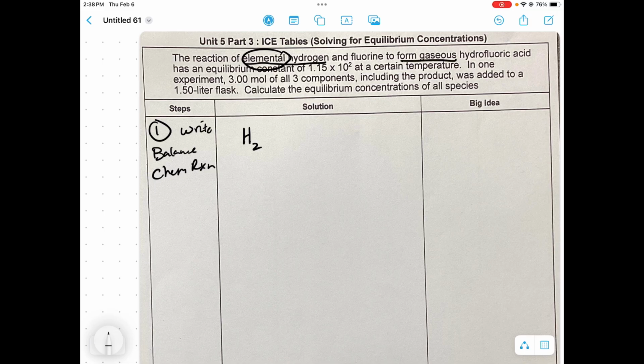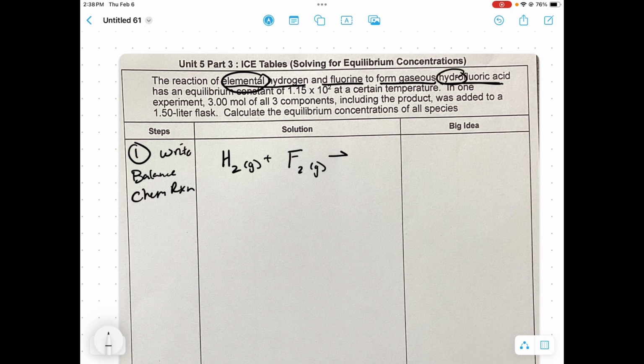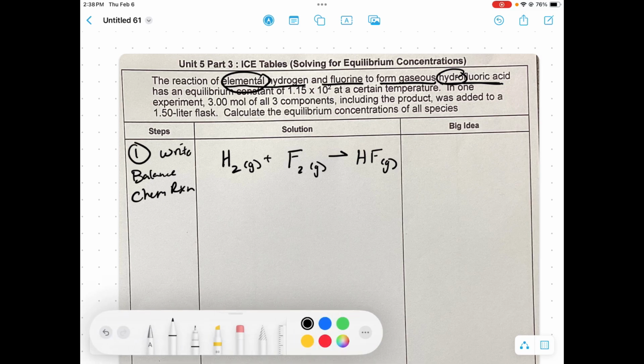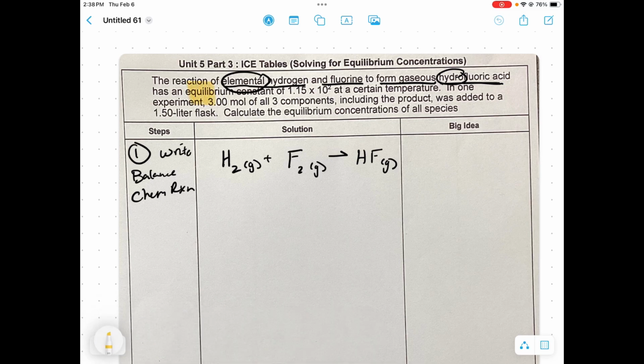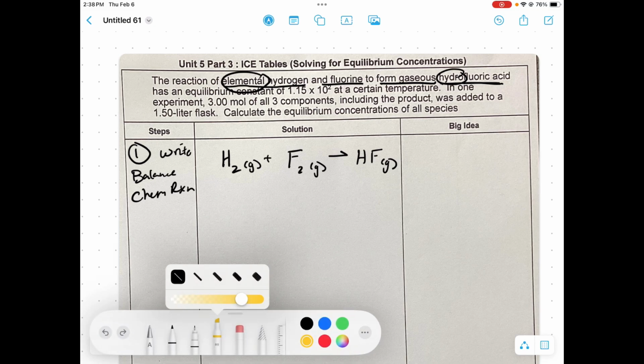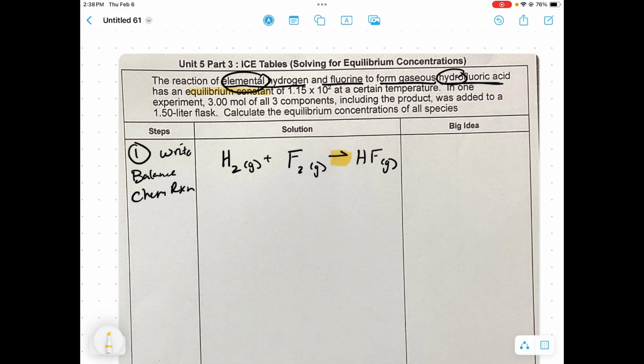It's telling us that they're in the gas phase, so gas. And I'm also mixing it with elemental fluorine. Same idea for fluorine, and if you check that, it should be F2 gas. From that, I'm going to create hydrofluoric acid. Hydro means H, fluoric means F, so it's going to be HF. That's also gas. But this has an equilibrium. That keyword, equilibrium, is telling me that this is an equilibrium reaction, so I can draw the forward and backward arrows.